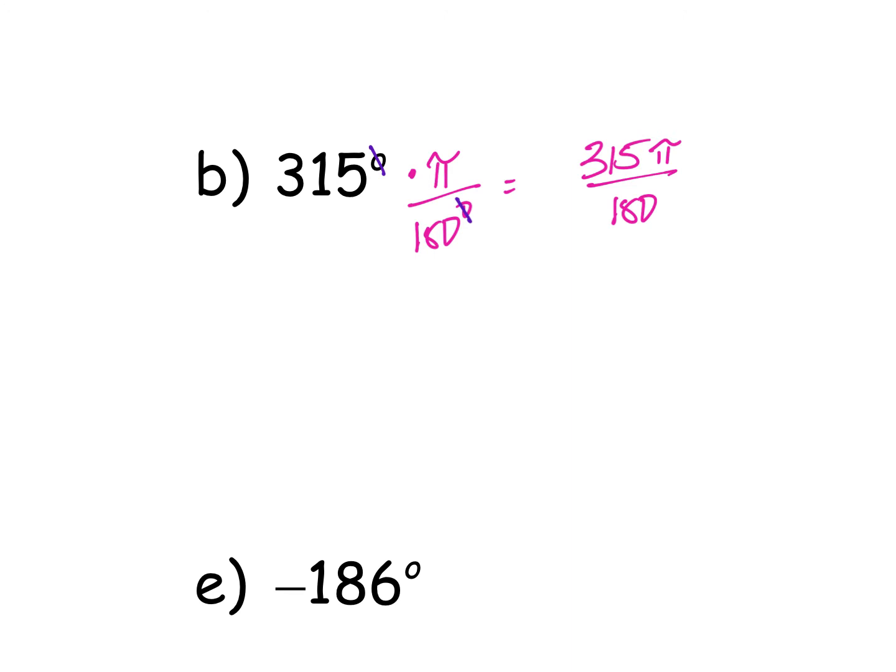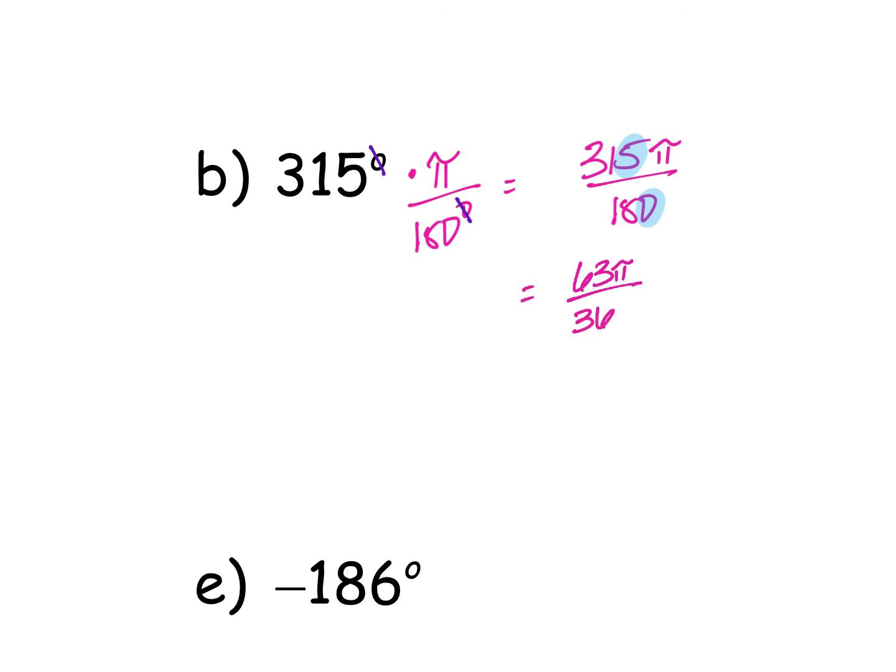How do I know I can divide by 5? Because this number ends in 0, and this one ends in 5. And so I know 5 goes into it. So I'm going to just take my calculator and go 315 divided by 5 equals 63. So I've got 63 pi. And then I'm going to take 180 and divide by 5, and I've got 36.